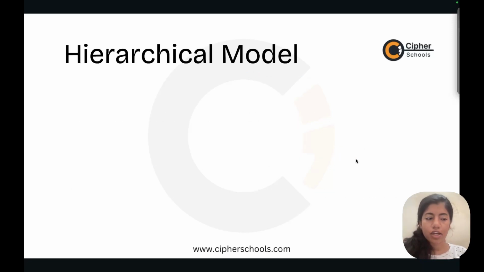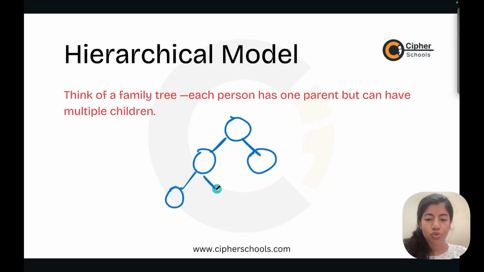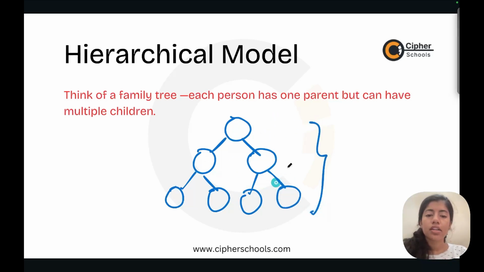So let us discuss all the data models one by one. Let us begin with the hierarchical model. Can you think of your family tree, from your grandparents to your parents? Think of your family tree where each person is a parent but can have multiple children. Think of your grandparent. They can have multiple children like your parents. Then comes you. Is this a kind of structure you can imagine? We know that this structure is known as a tree. If you know about data structures, this is a tree data structure. So this is how the pattern looks.